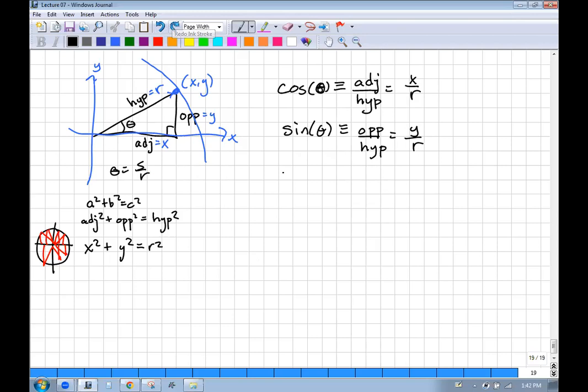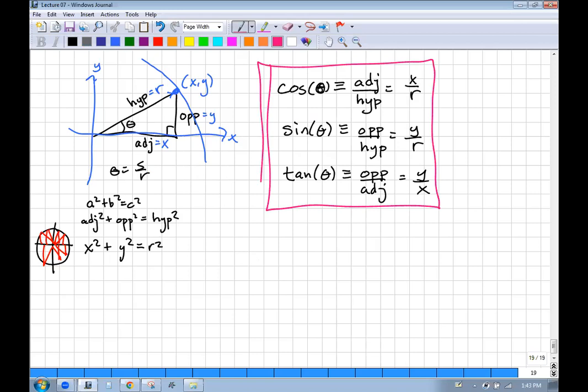We call this one tangent. This would be the ratio of the opposite side to the adjacent side, right? This to this. There's only three possibilities. This is y over x. These are definitions. They have to be memorized. So this is where the ancients came up with these.